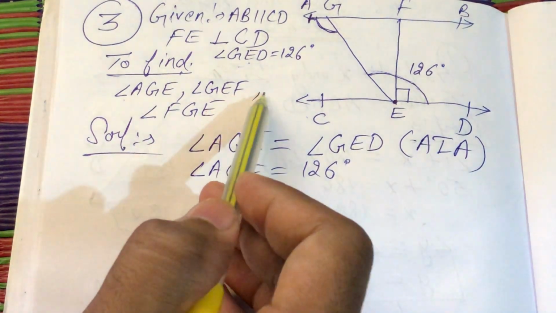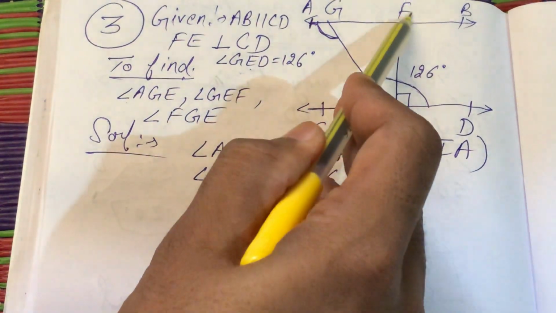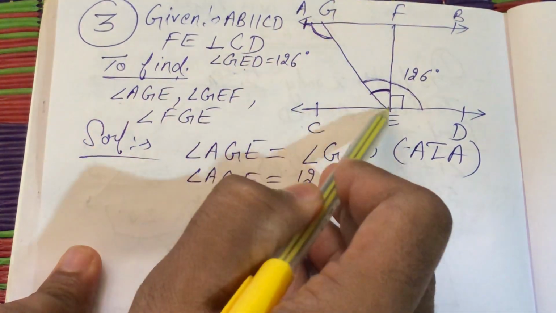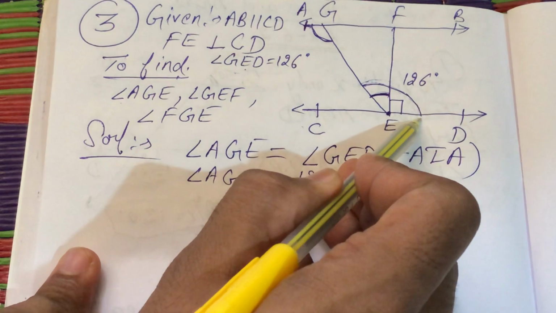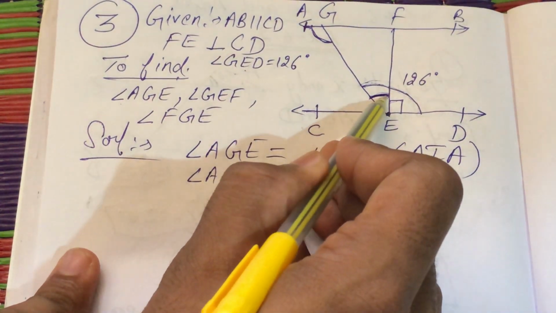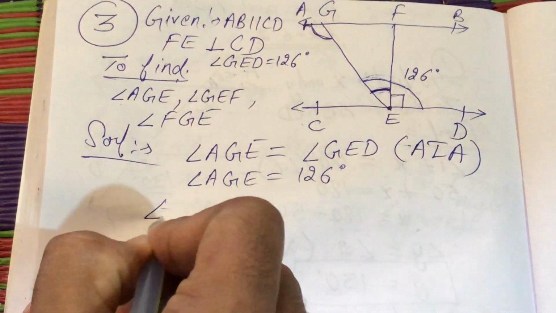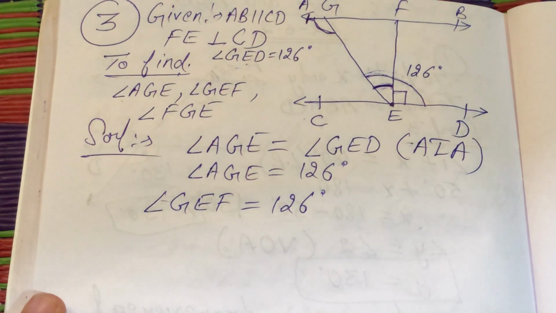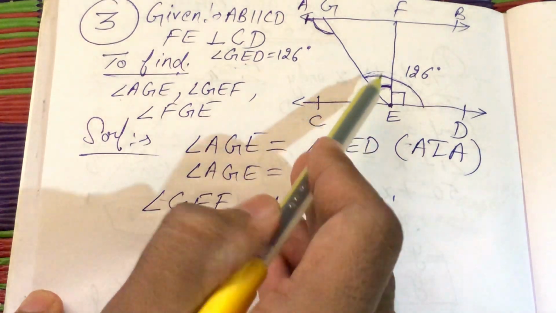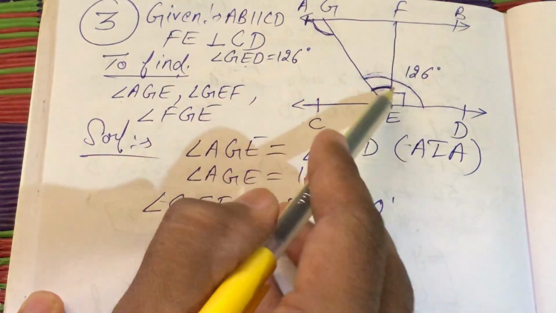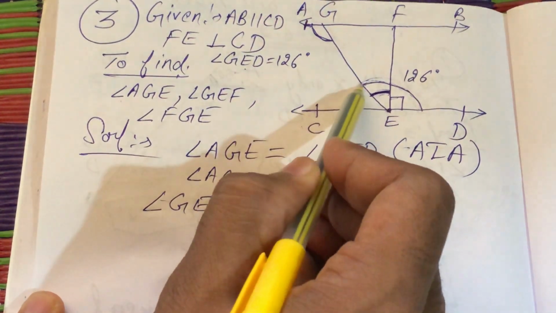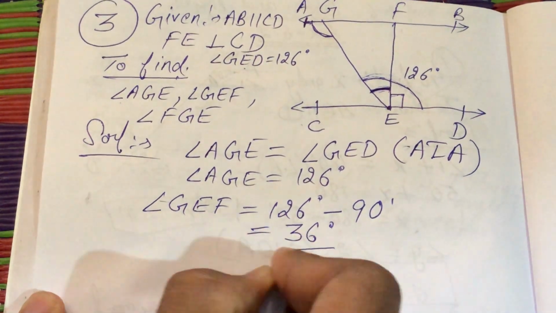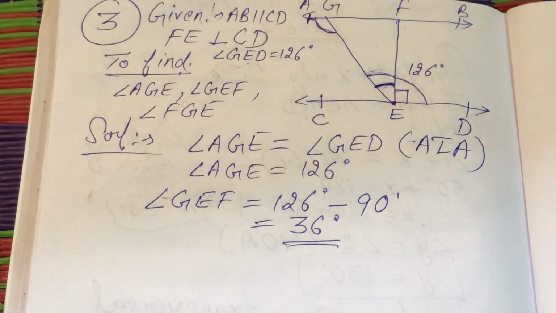Now what we need to find? Angle GEF. GEF means this small angle. Now see, this one is the whole 126, this one is 90. If we subtract 90 from 126, what will be left? Angle GEF. So I can write angle GEF equals 126 minus 90. The whole angle is 126, we have subtracted 90, so how much am I getting? 36 degree. Two angles we have found out very easily.